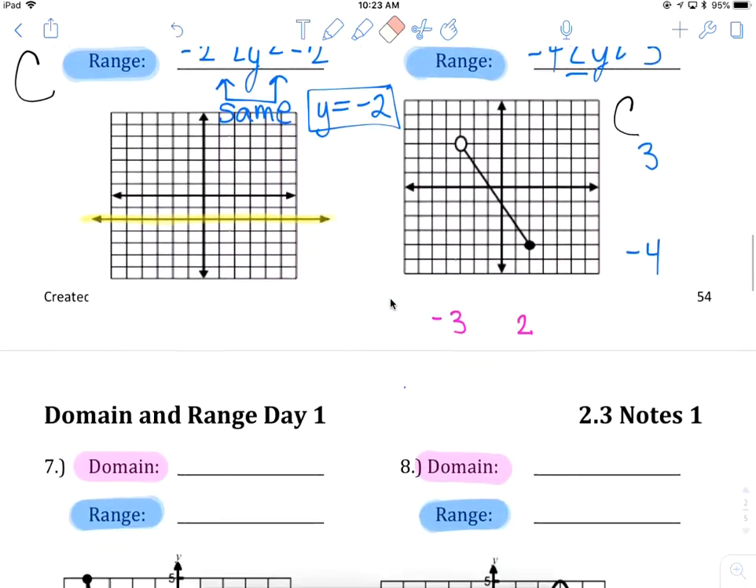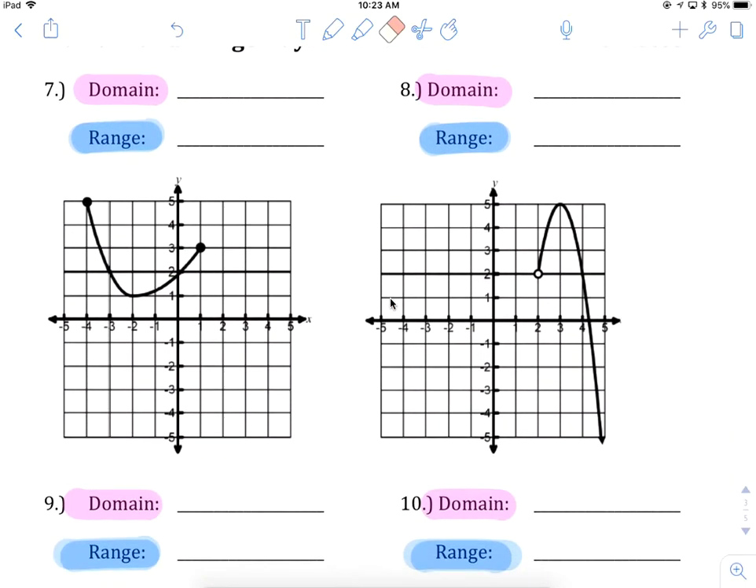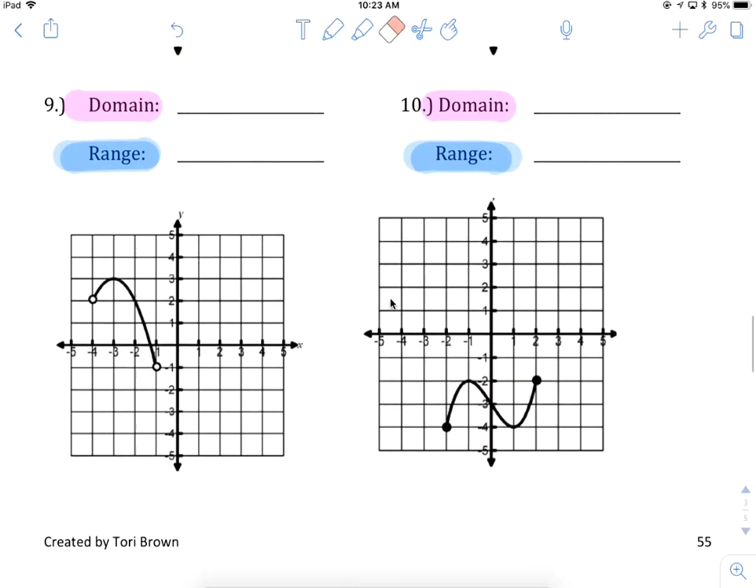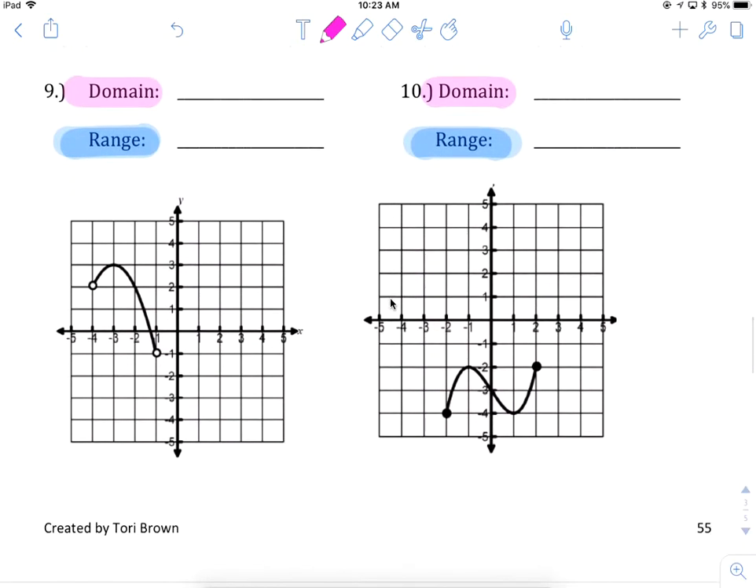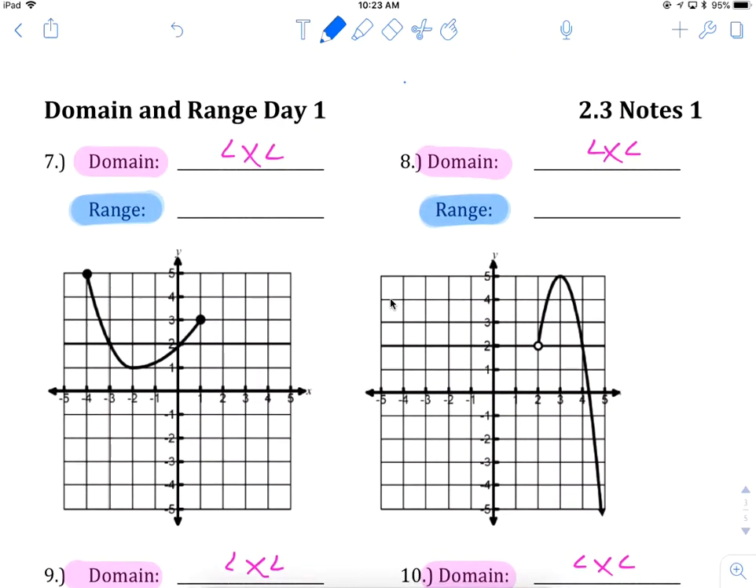Otherwise, I'm going to meet you on 7 and 8. All right, so 7, 8, 9, and 10, these are all continuous. So right now, can you do me a favor? Set up all your X sandwiches and all of your Y sandwiches. We're going to do a lot of practice on these ones. So X's are your domain. Put your less thans in there. Y's are your range. Make sure you put your less thans on both sides.